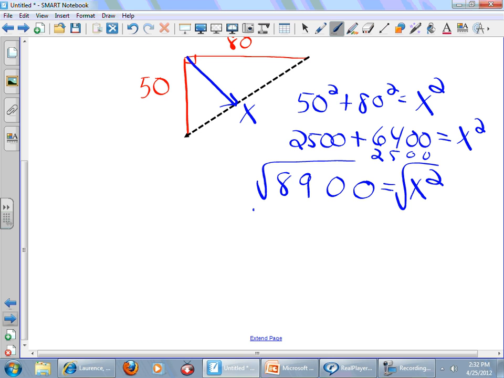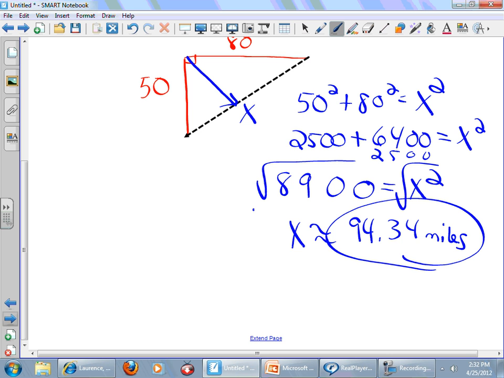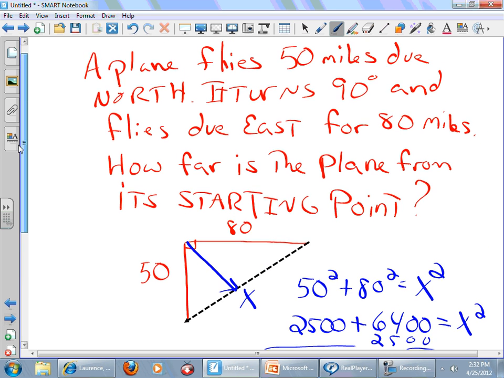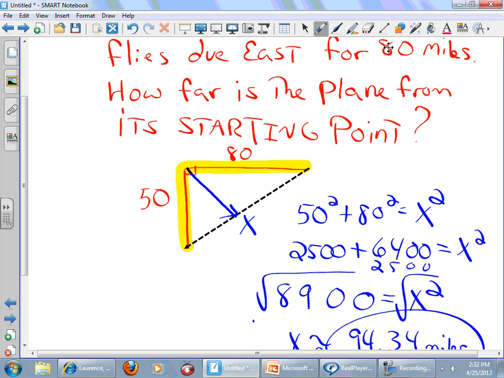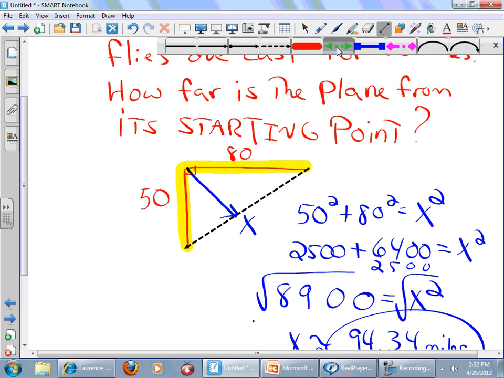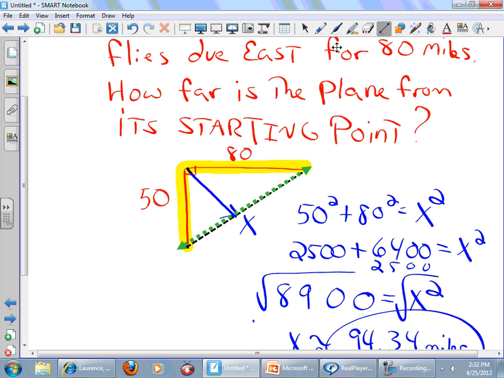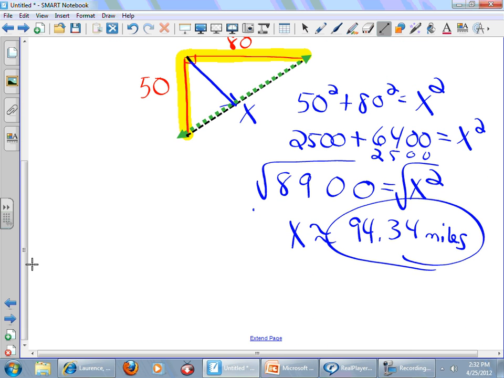And when I do that, I'm going to get x to be approximately 94.34 miles. Okay? Because the shortest distance is a straight line. It's not 130 miles. It has traveled 130 miles, but I'm not asking that. From here to here, if I wanted to get back to the starting point the quickest way I could, I would travel this way. I wouldn't turn around, go back, and then retrace my steps. I'm not looking for something that's lost.